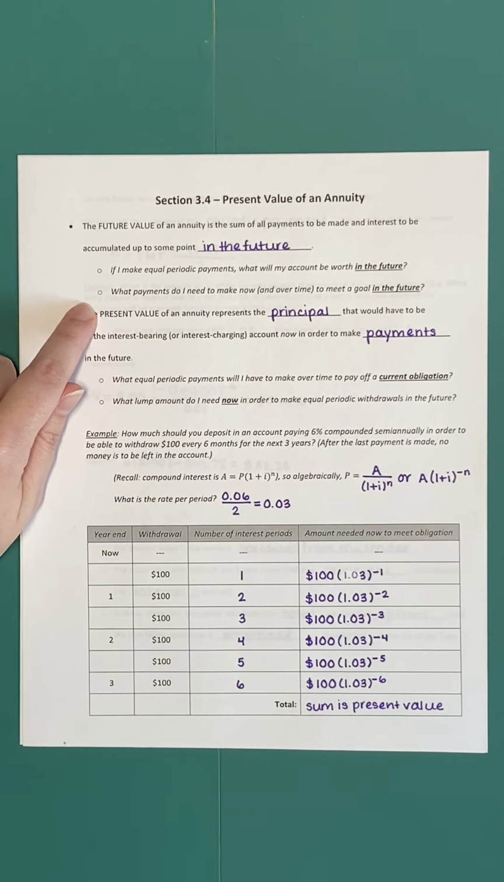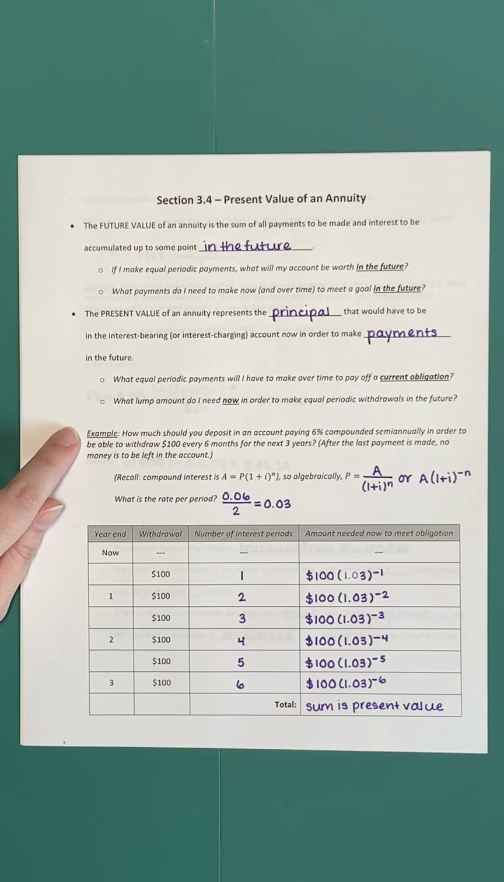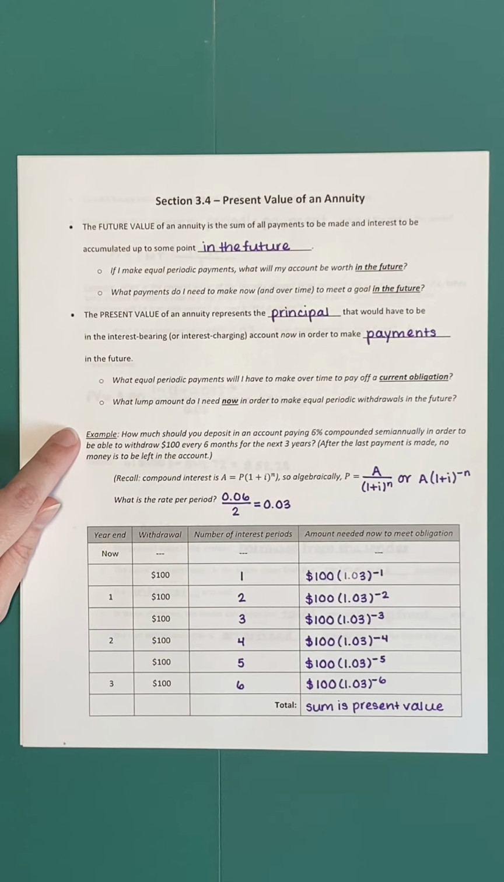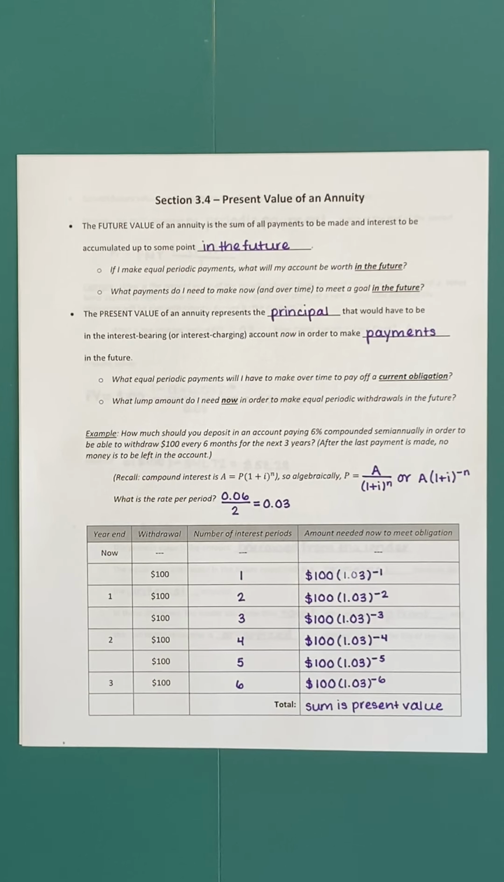So here's our example. How much should you deposit in an account paying 6% compounded semi-annually in order to be able to withdraw $100 every 6 months for the next 3 years? And we want to make the distinction that after the last payment is made, we want the account to have decreased to zero. In other words, we've used up all the money, there's nothing left in the account. Okay, so the fact that the balance in this account is decreasing, that is our indication that we're looking at a present value situation. Essentially what we want to know is what do we need to put into the account now in order to cover these planned withdrawals in the future.